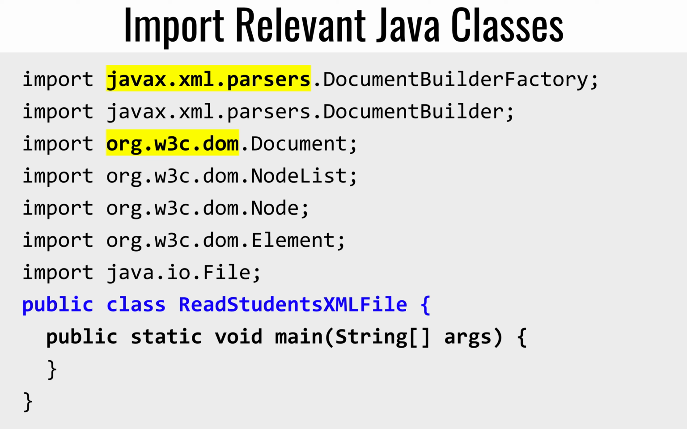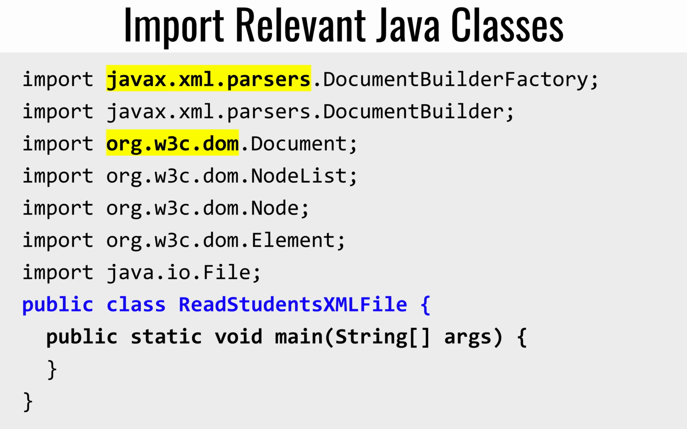Those four interfaces, document, node list, node, and element, are part of the standard W3C standard on how you interact with XML documents. Some other XML-related classes that are particular to the Java language are document builder factory and document builder, which allow you to parse an XML document and generate these standard data types, so you can read or write back to an XML document.